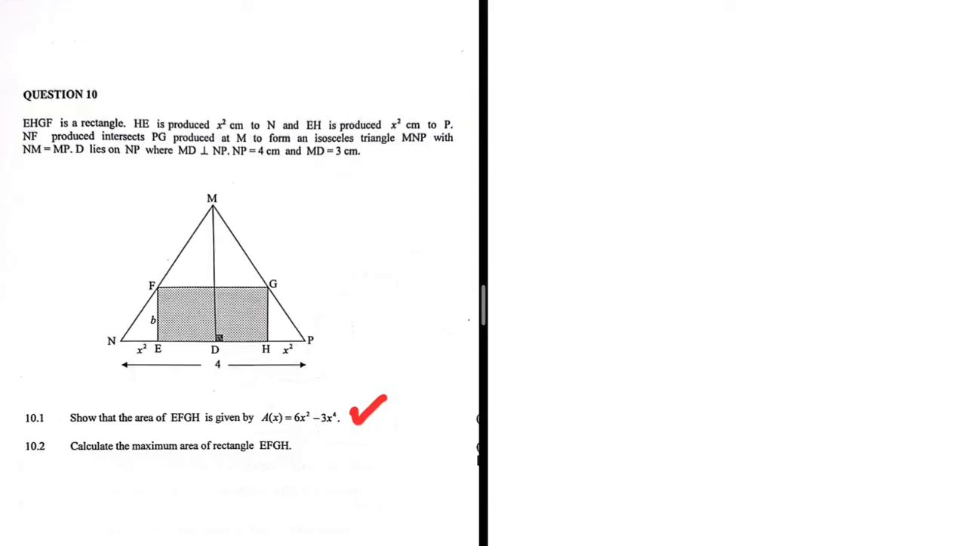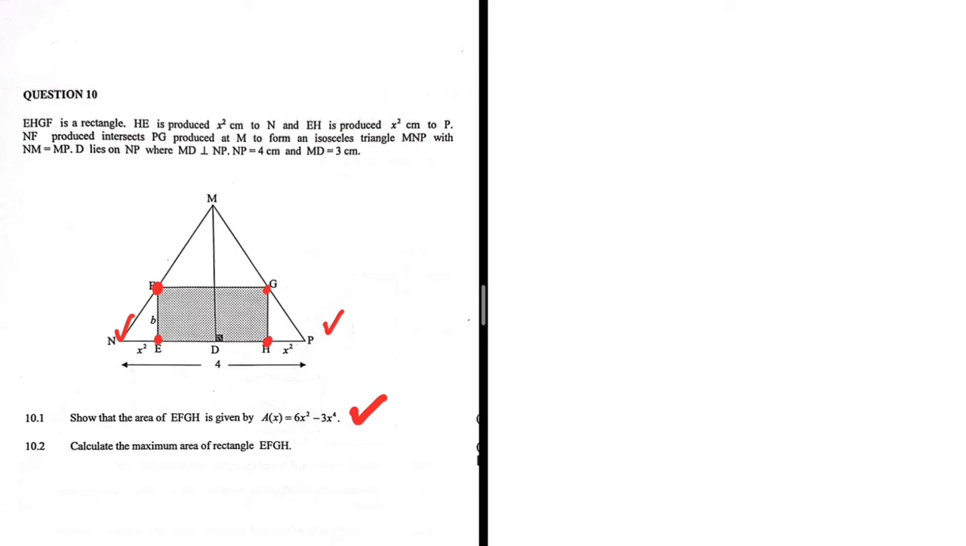So let me denote that EFGH is a rectangle, as you can clearly see. And then HE is produced x to the power 2 centimeters to N, and EH is produced x to the power 2 centimeters to P. So we have the distance from H to P being x squared, and the distance from E to N being x squared, and then the total distance from N to P is 4 centimeters. That is the information we have.